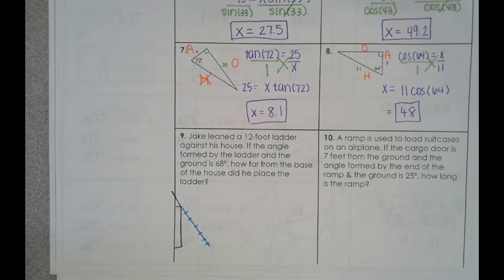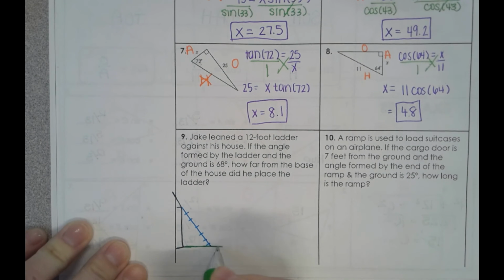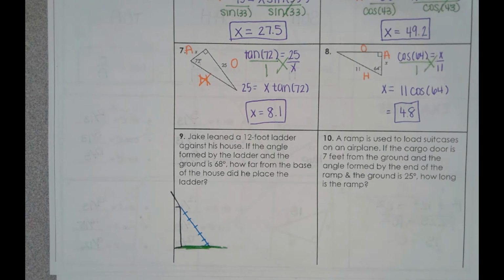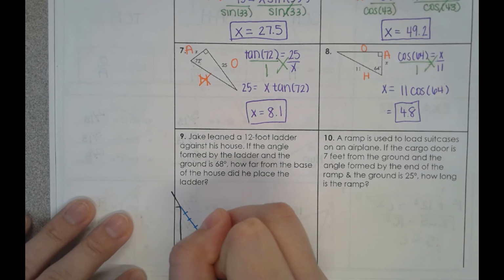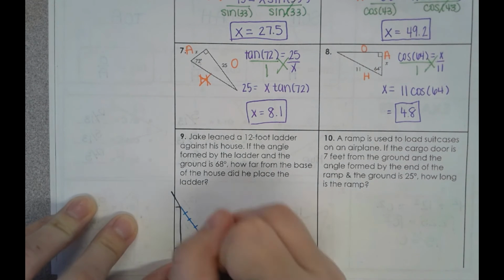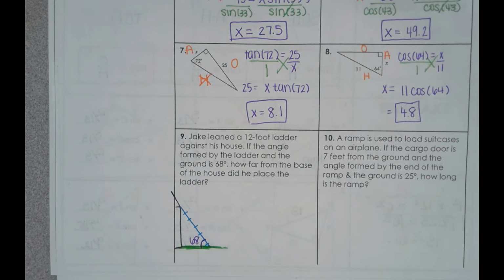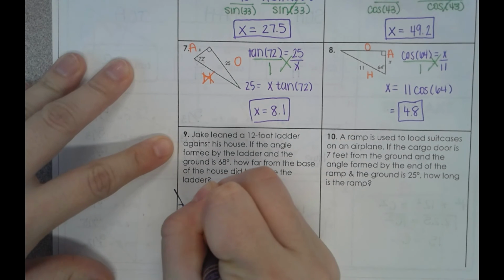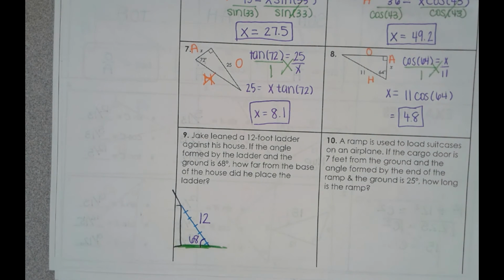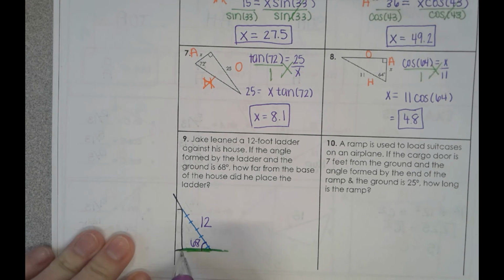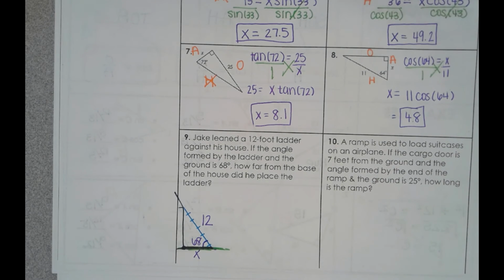If the angle, so here's the ground, here's your grass. So if the angle formed by the ladder and the ground, the ladder and the ground right there, is 68 degrees, and the ladder we know is 12 feet. So that's going to be 12. How far from the base of the house, that just means the bottom of the house, did he place the ladder? So how far from there is this ladder placed on the ground? So what we're finding is that bottom.